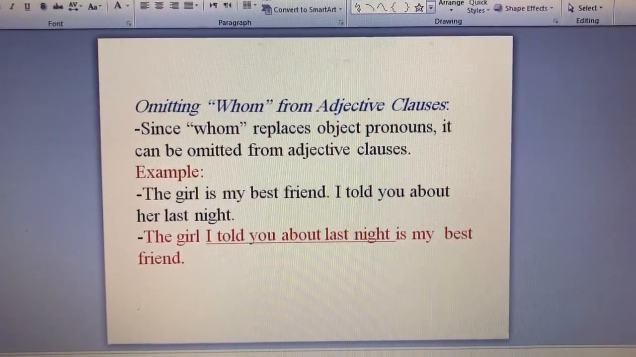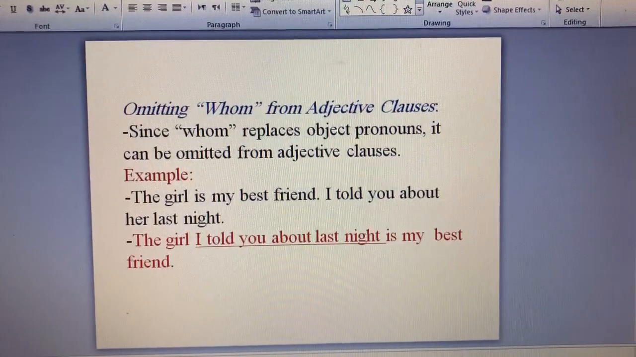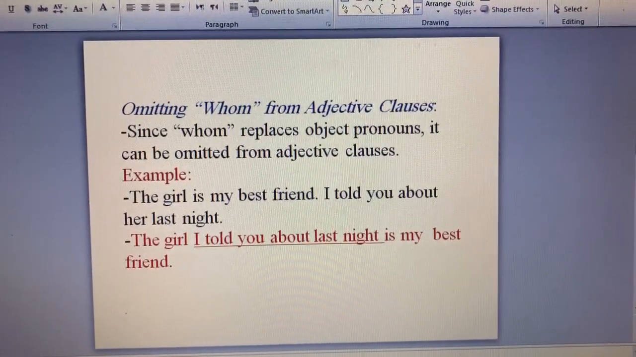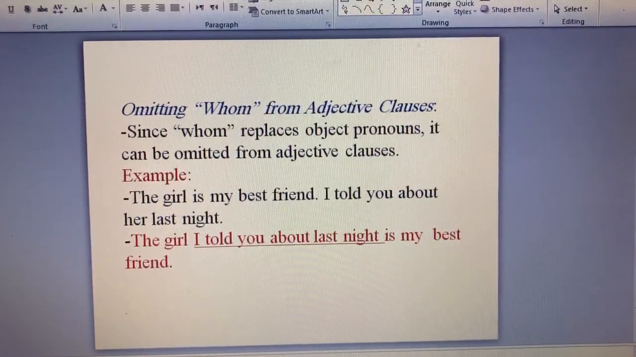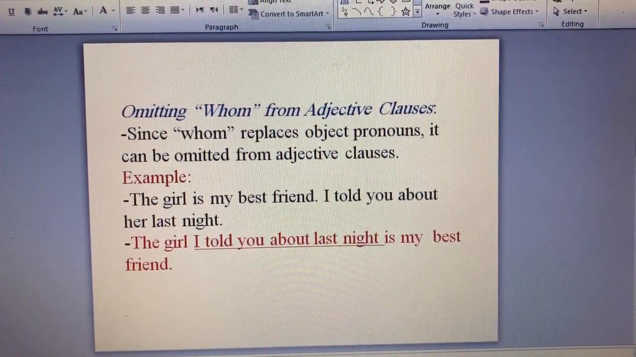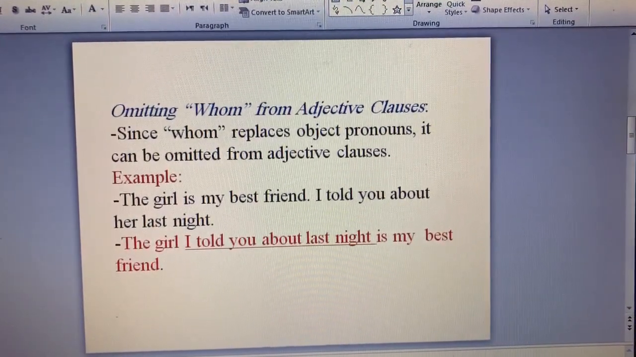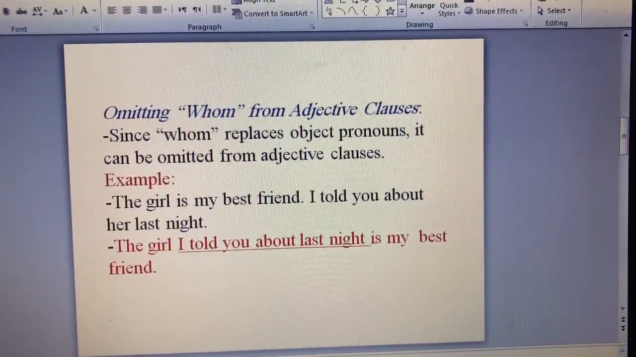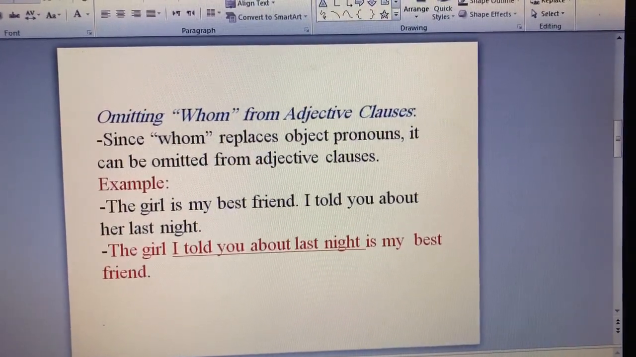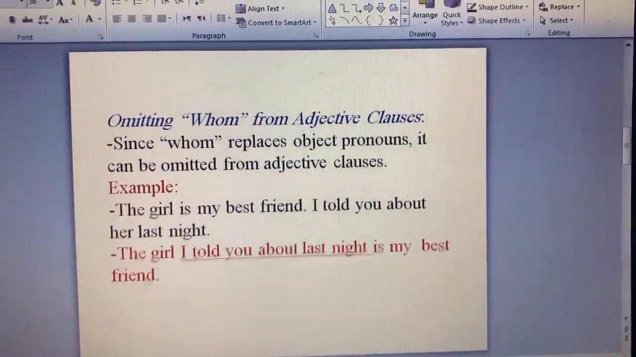The girl I told you about last night is my best friend. I told you about last night. This underlined part is an adjective clause describing the subject girl. As you noticed here, I omitted whom. I is the subject of the adjective clause and told is the verb. I stopped at last night because is is another verb which shouldn't be included in this adjective clause.